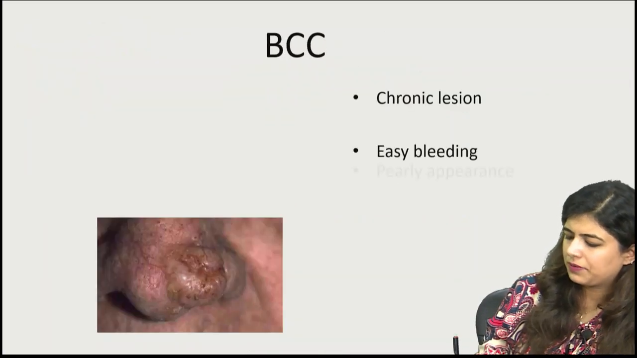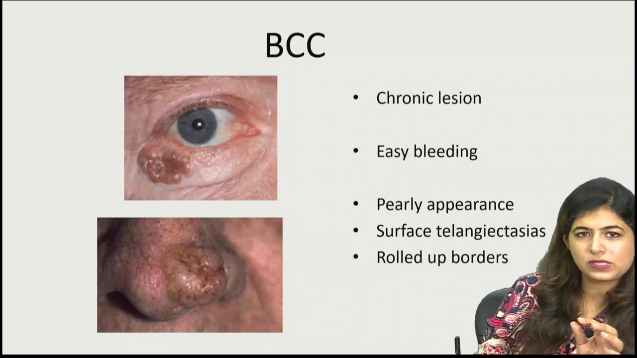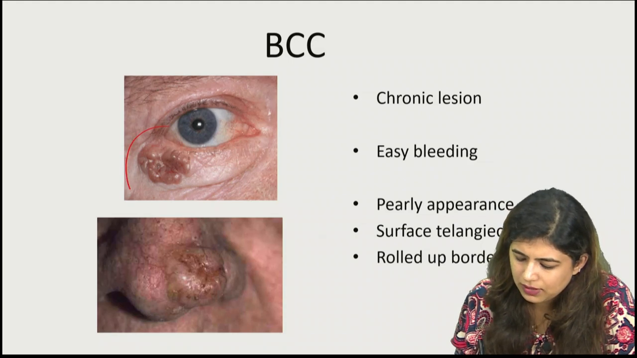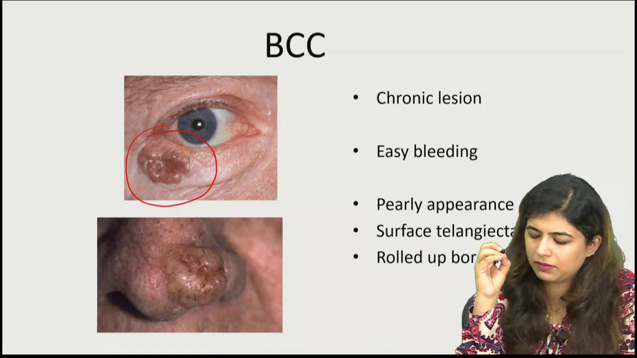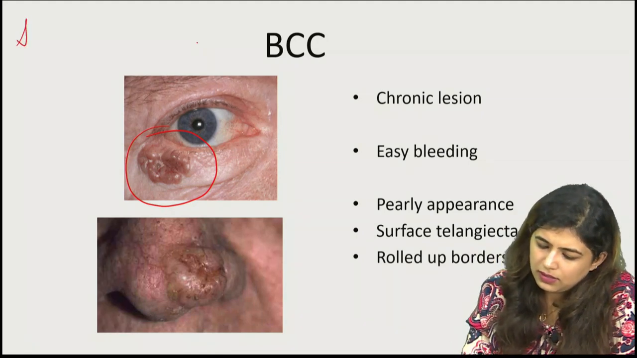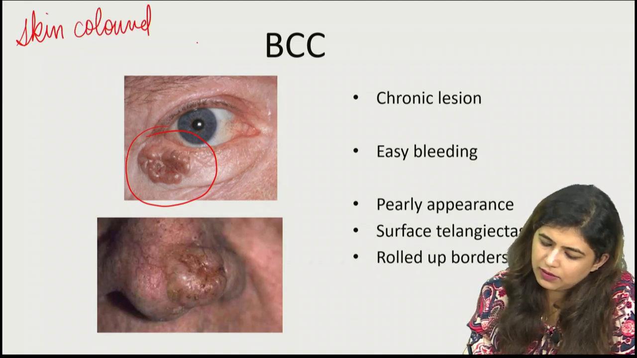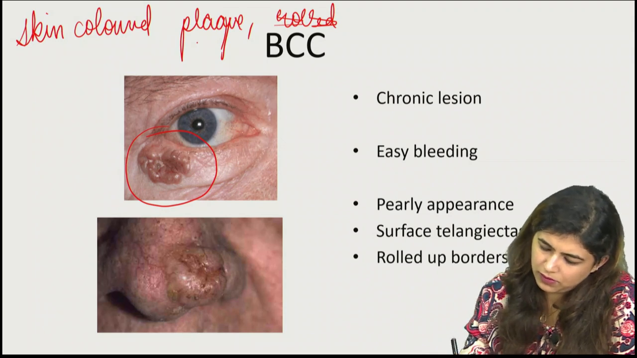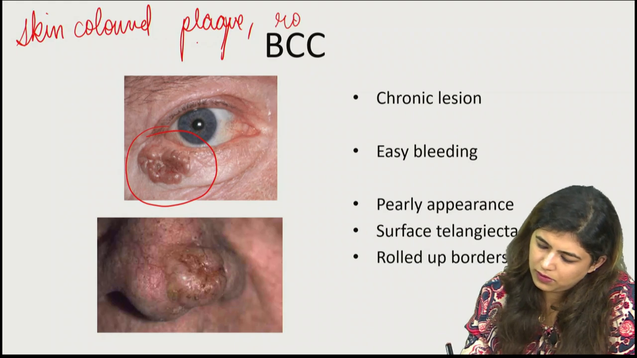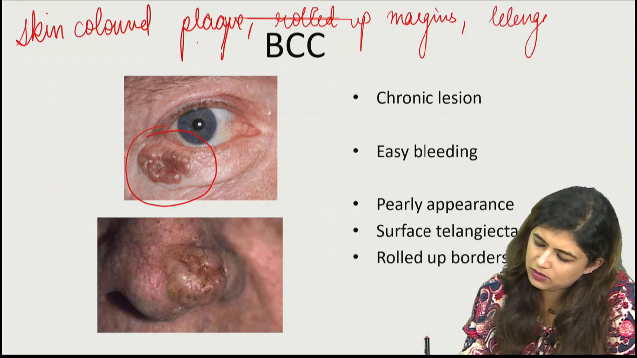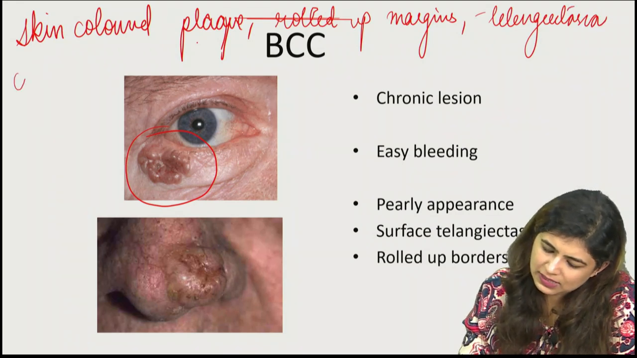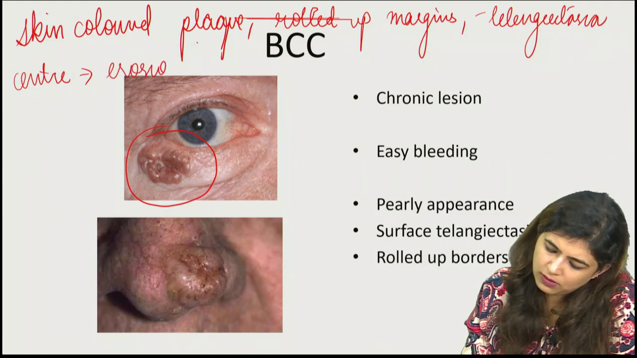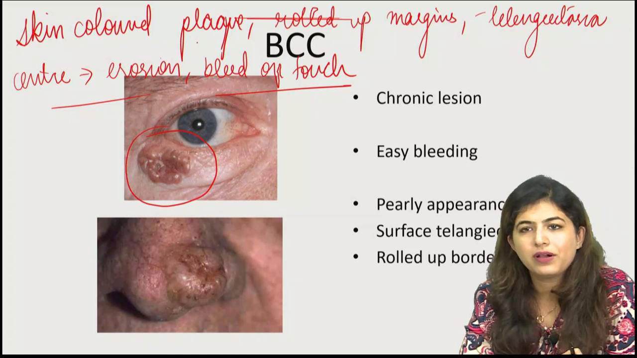Now how does BCC look like? This is how it looks like. You cannot get a more classical image than this. This is the most classic BCC. It will be mostly a skin colored plaque with rolled up margins. There will be telangiectasias on the surface. And in the center of the lesion, you may see an erosion which may bleed on touch. So this is how a BCC looks like.